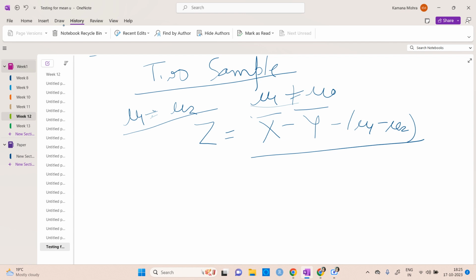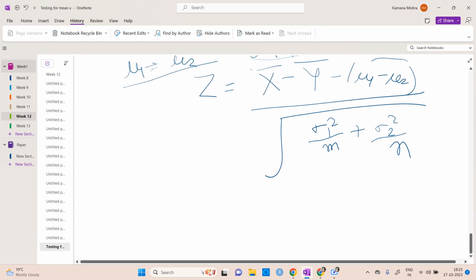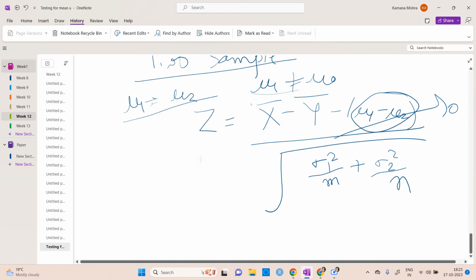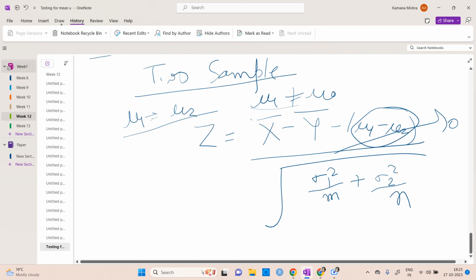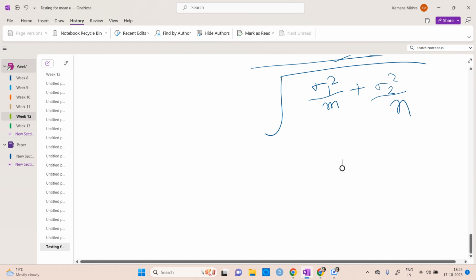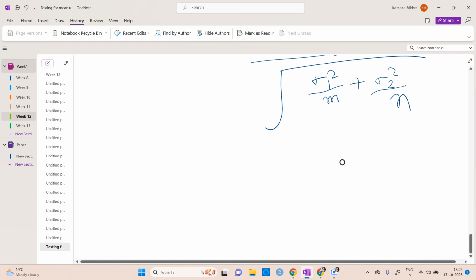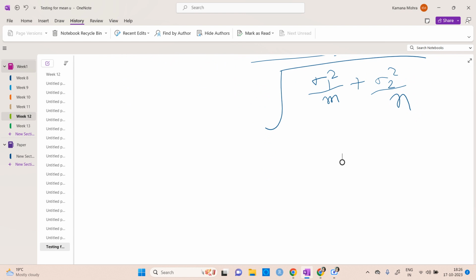So we simply say x bar minus y bar, and in the denominator sigma 1 squared by m plus sigma 2 squared by n. This will be 0 when H naught is true. So this is the hypothesis, and on the basis of z alpha or alpha by 2 we say whether it is true or not. There are many cases, when it is known and when not known, which we will see in the lecture, otherwise it will take so much time.